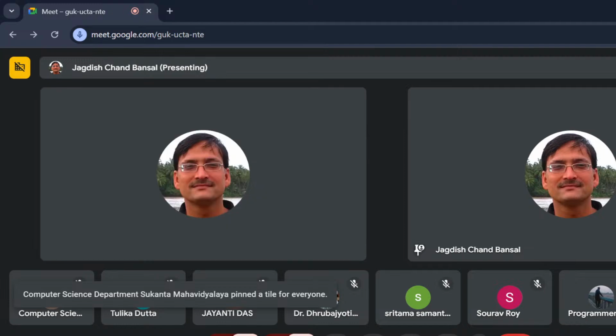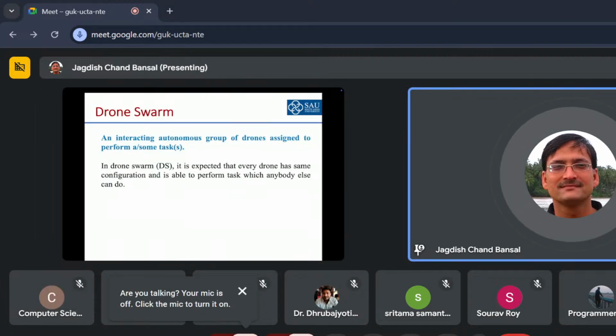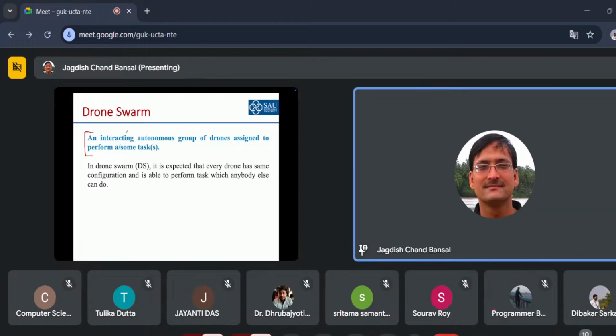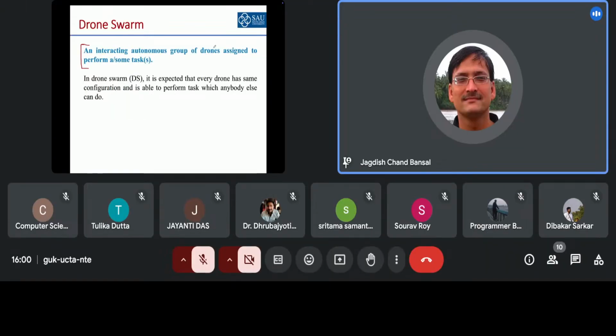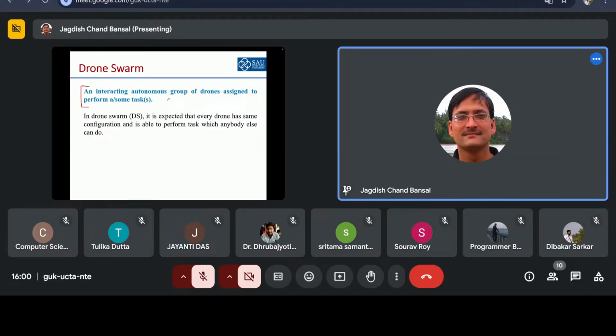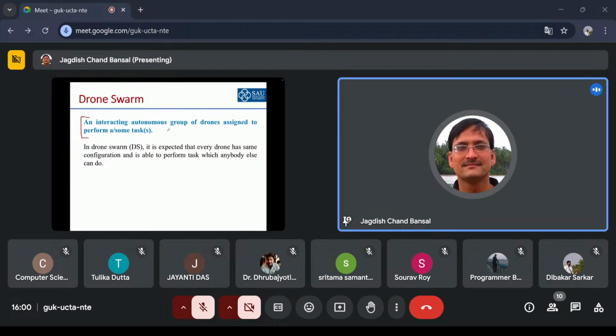So this was the first concept when it was published in 2018, where they introduced this, and out of that we realized that a formal definition of the drone swarm is here. This definition I gave in 2020: an interacting autonomous group of drones assigned to perform a task or some tasks. First of all, this is the primary requirement of the drone swarm, that the group must be an autonomous group. Autonomous means it must not be guided from the ground station. The GCS must not be guiding the drone swarm.